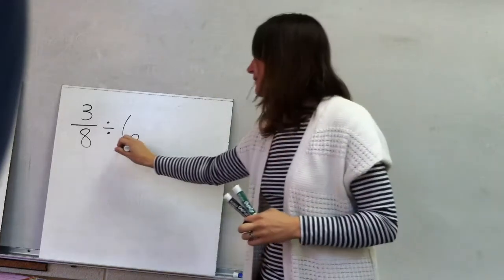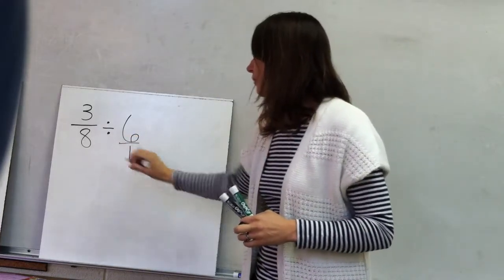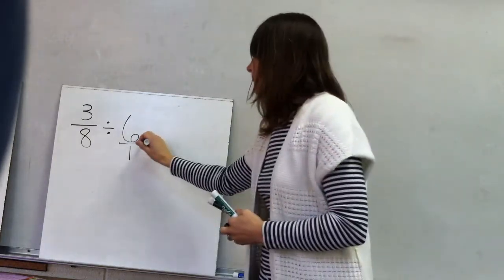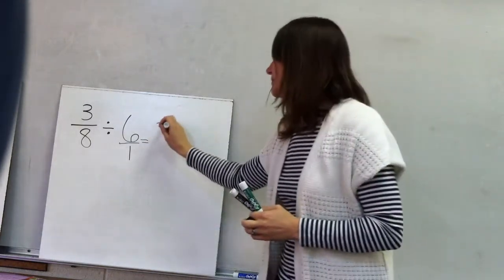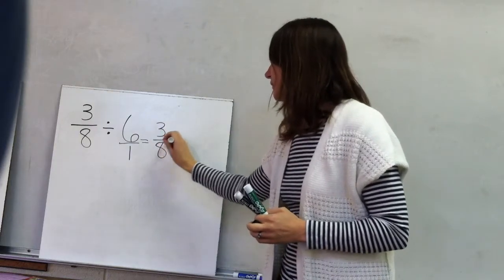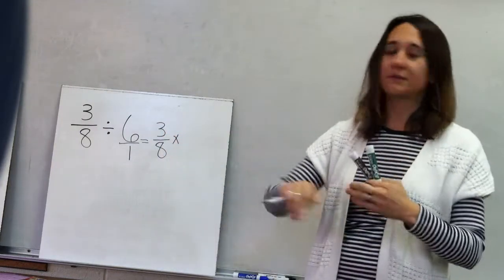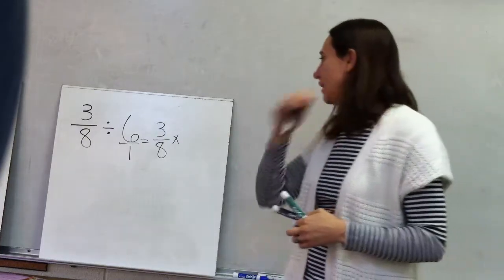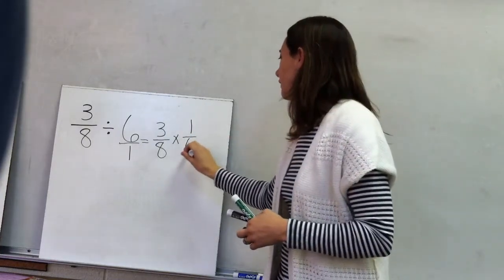But we're going to write the 6 over the 1, right? Now we have to flip that around. And it becomes 3/8 times, because we flipped it, now the opposite of division is multiplication, times 1 over 6.